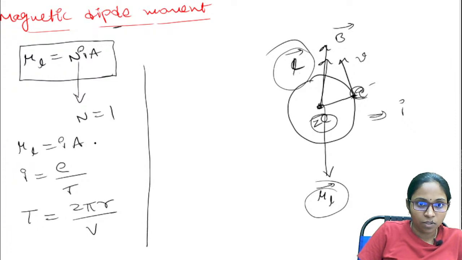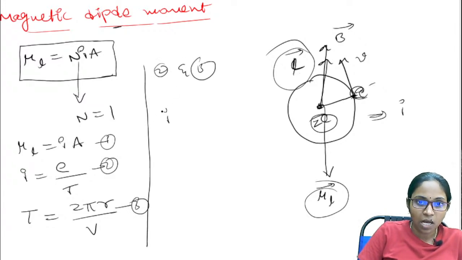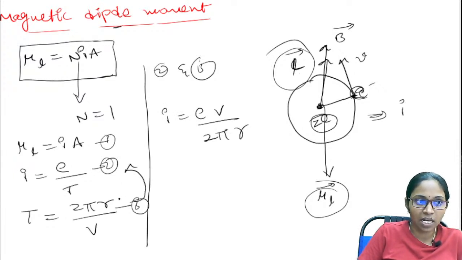Therefore, if this is equation number 1, this is equation number 2, this is equation number 3. From equations 2 and 3, the current I is equal to E into V by 2 pi r. Just substitute this third equation in the second equation. Okay, and now you just substitute this fourth equation.